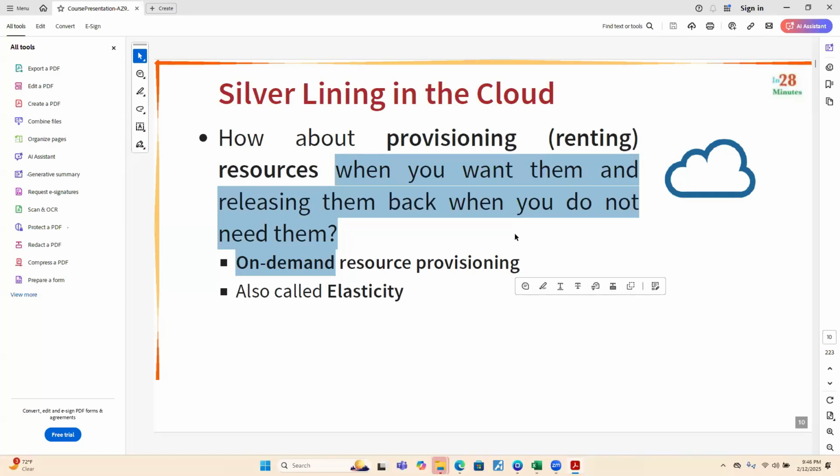And the second thing is that this is called on-demand provisioning. What do you mean by on-demand provisioning? Whenever we need, then only we try to procure. If we don't need, then we really don't need to procure. Such a thing is called provisioning, the silver lining within the cloud.